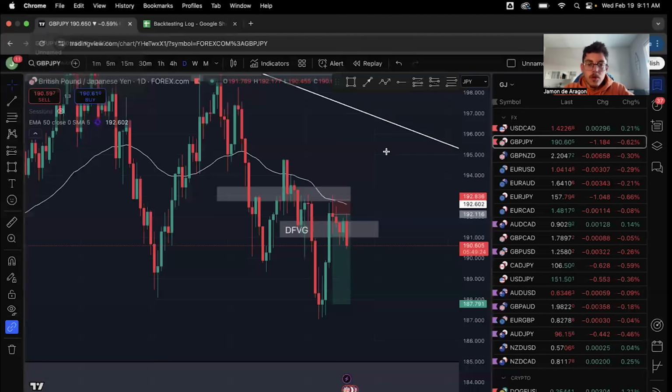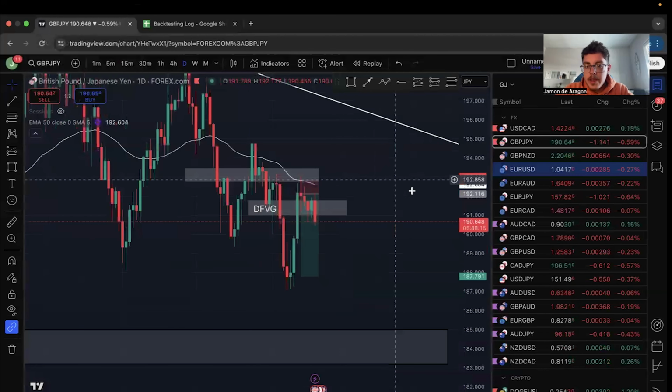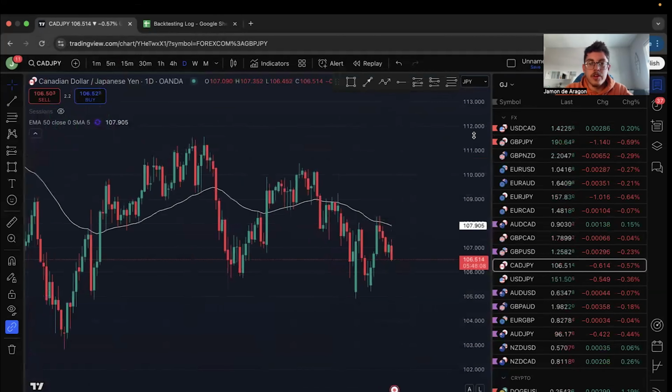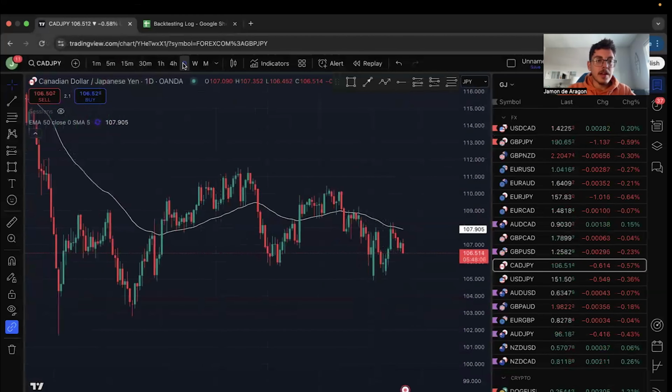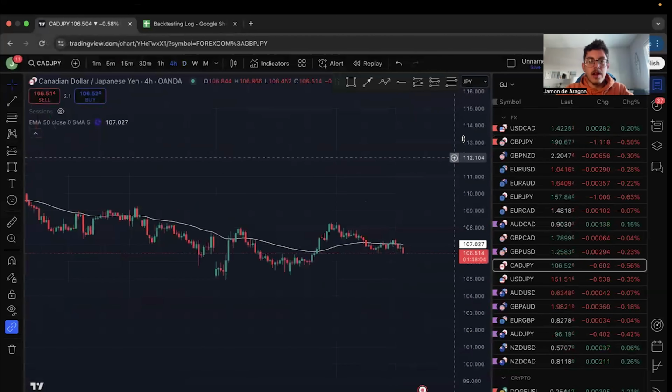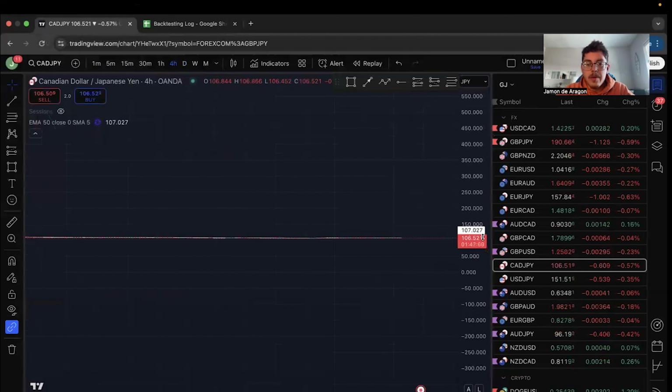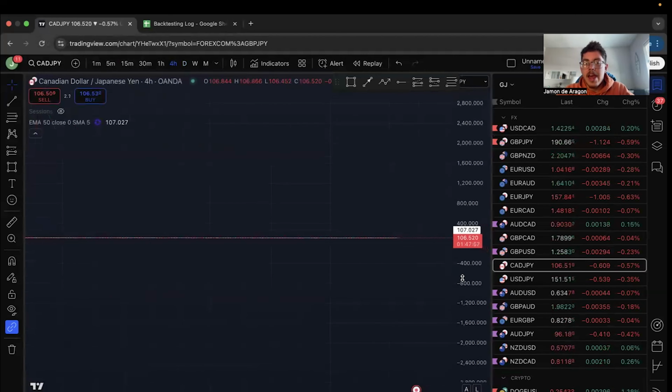All right, moving forward, we are going to pick a random pair, Canadian dollar and the Japanese yen. Going to go ahead and remove all the drawings. Now, when I start my backtesting sessions, I always just go to the 4-hour and I like to flatten price, so that when I'm zooming back, I don't accidentally see or remember what price looks like. That way I can have completely honest and true results with the backtesting.